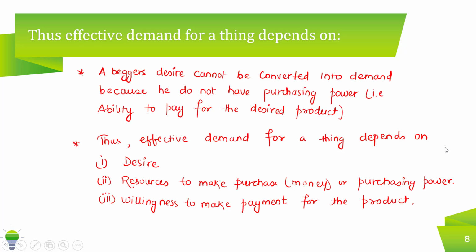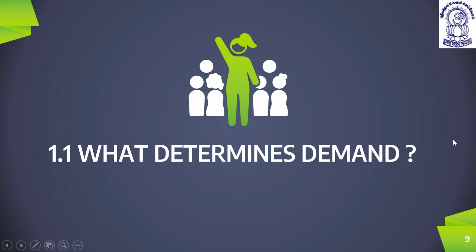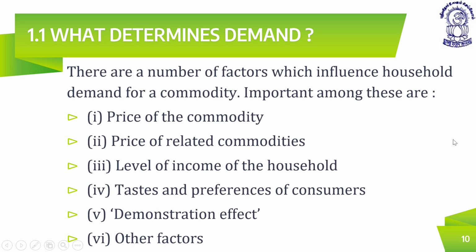Let's move to our next topic. That is, what determines demand? So, if you could see the determinants of demand, the first determinant is price of the commodity. A very simple thing I can tell you over here about price, that if the price of the commodity increases, the demand will fall.